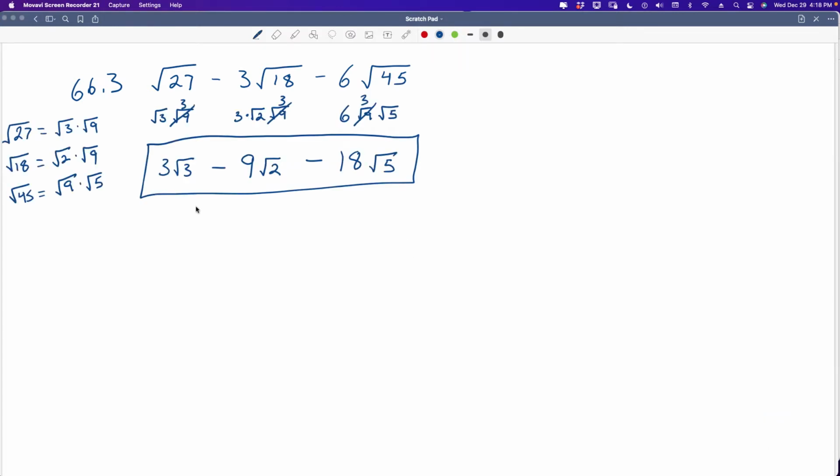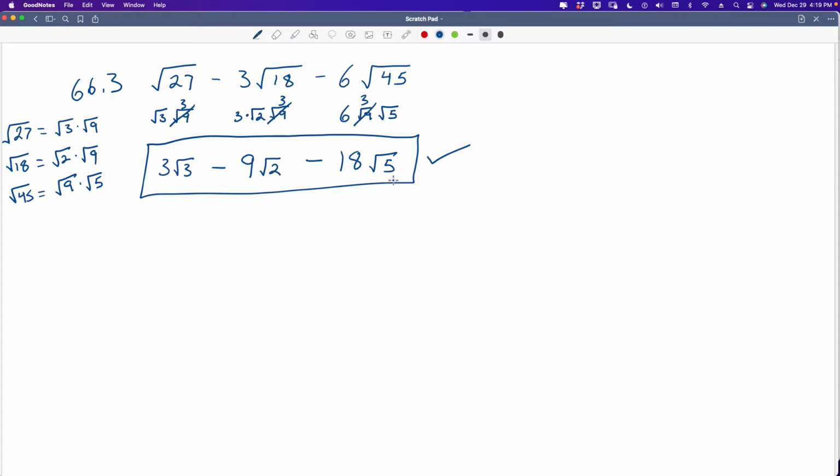All right, so if you got 3 times the square root of 3 minus 9 times the square root of 2 minus 18 times the square root of 5, then you got the right answer, because that's as far as we could go. Even though we simplified them down, we could not get the same terms here. These are the prime factors underneath the square root. That's all you can do.